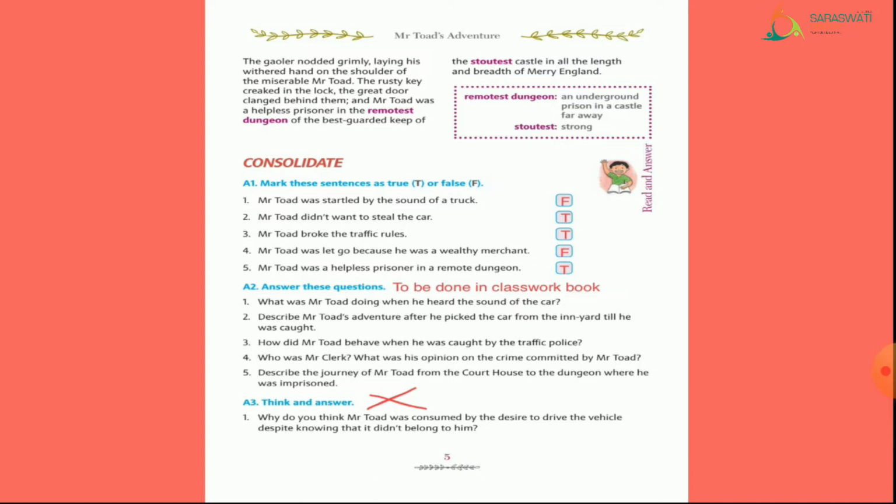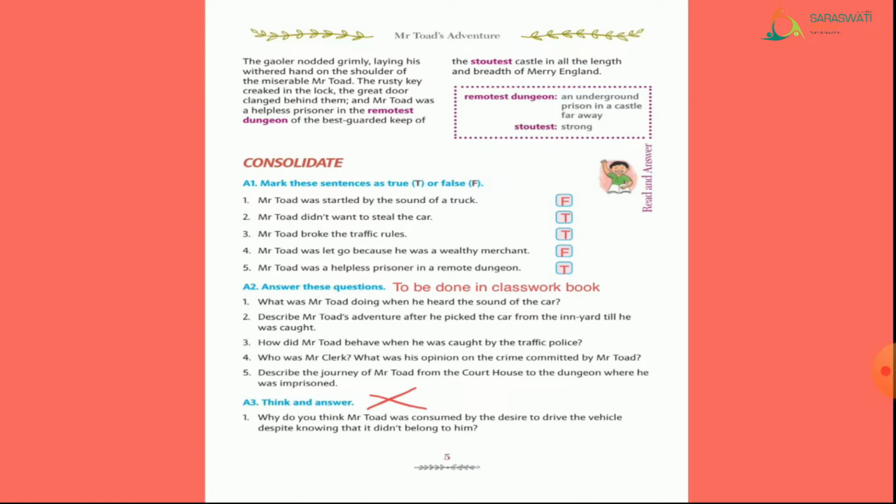Okay. Next question. Who was Mr. Clark? What was his opinion on the crime committed by Mr. Toad? Mr. Clark was a member of the court of law. He thought that Mr. Toad had committed 3 very serious crimes.